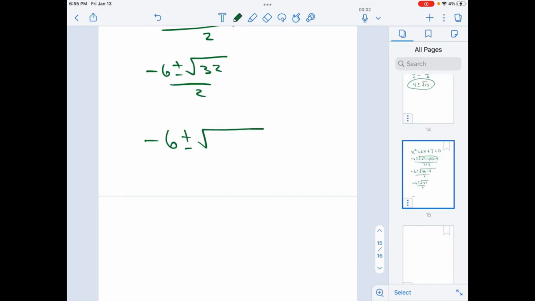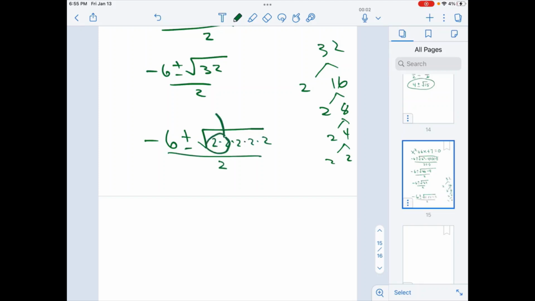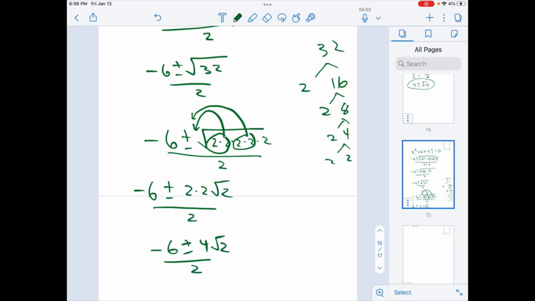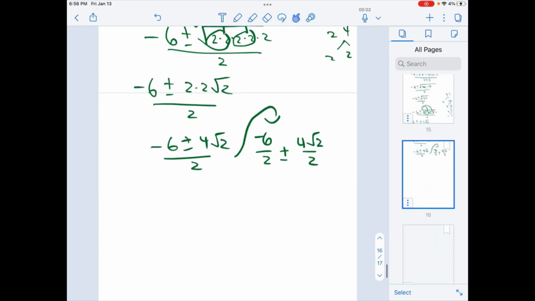Now what's 32? 32 is 2 times 16, which is 2 times 8, which is 2 times 4, which is 2 times 2, so 32 is 1, 2, 3, 4, 5 of those 2's. Okay, now I've got a pair, so one 2 can pop out. I've got a pair, another 2 can pop out. So rewriting this, I've got negative 6 plus or minus 2, 2 square roots of 2 over 2, which is negative 6 plus or minus 4 square roots of 2 over 2, which is the same thing as negative 6 over 2 plus or minus 4 square roots of 2 over 2, just breaking apart that division sign. Negative 6 over 2 is negative 3, plus or minus 4 over 2 is 2, 2 square roots of 2.